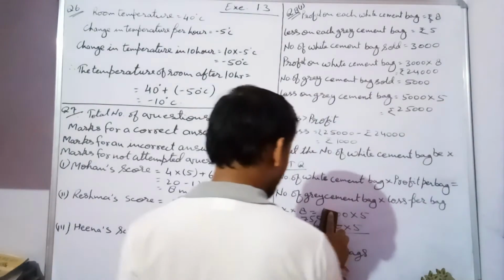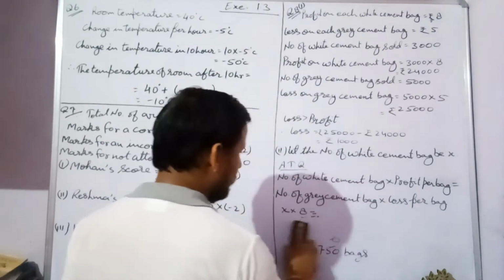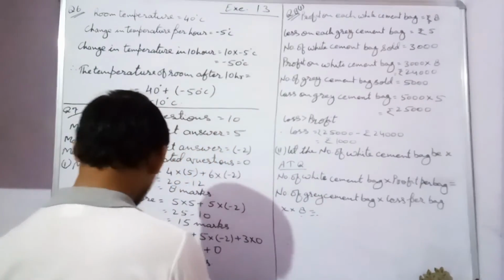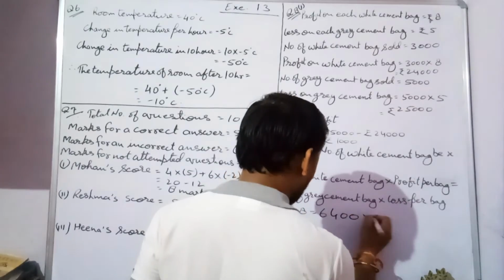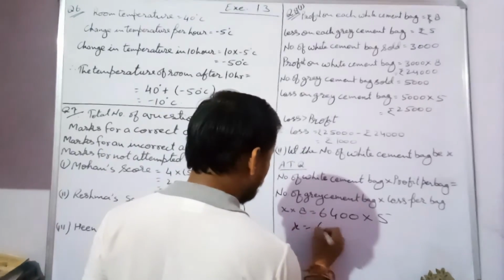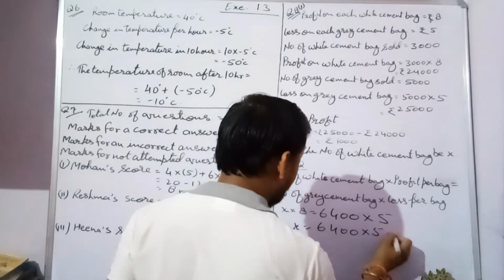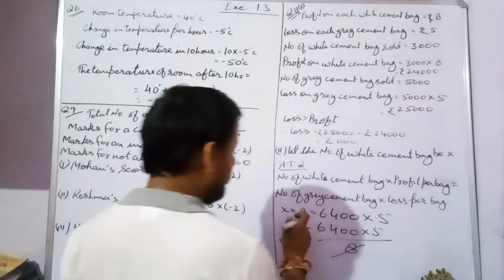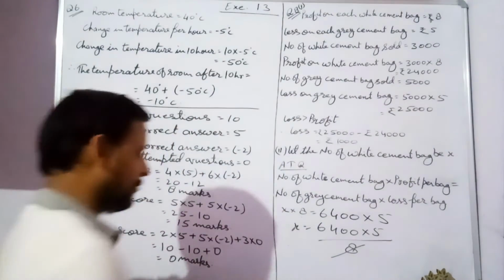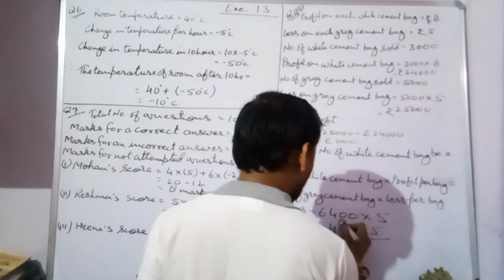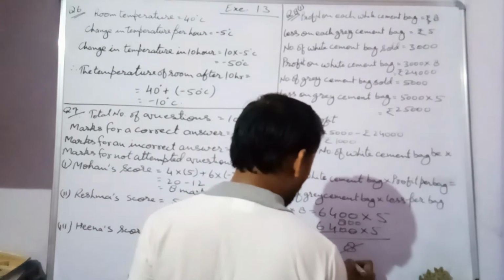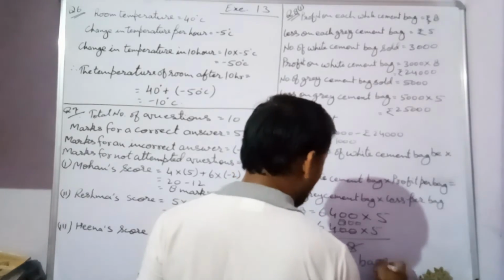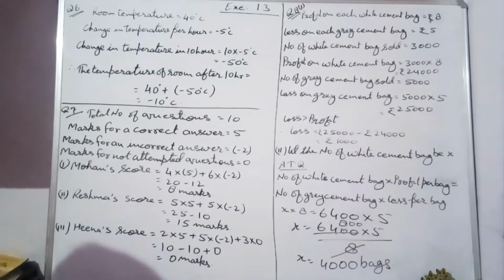6,400 bags. The company is selling 6,400 bags, so we will take 6,400 into 5. So X equals 6,400 into 5 upon 8. Now because 8 is multiplying here, on shifting it will divide. So it will be 800, and X equals 8 5s are 40, so 4,000 bags of white cement will be sold by the company. So guys, these are the questions.